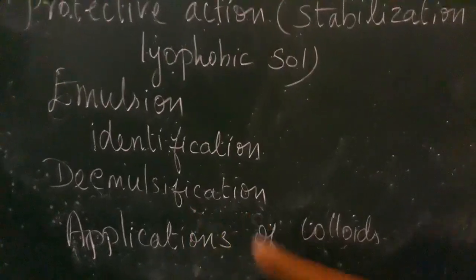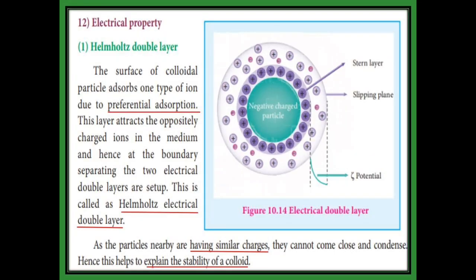Rest of the lesson in the PPT. Electrical property of colloidal particle. See the diagram. In that diagram, the center green color indicates the negatively charged colloidal particle. It selectively adsorbs the positively charged particles from the dispersion medium. So the negatively charged particle forms one layer at the boundary. In the same way, the positively charged particles attracted by the negatively charged particle also form another layer. So there are two layers.